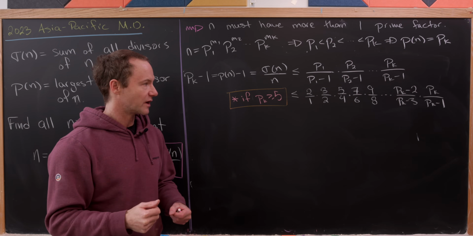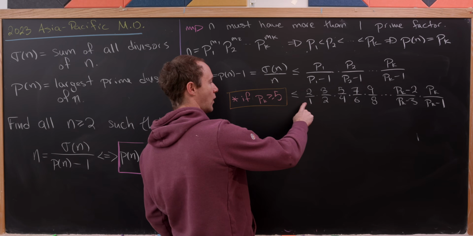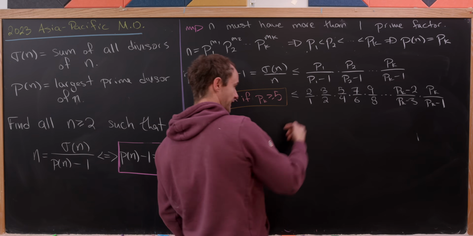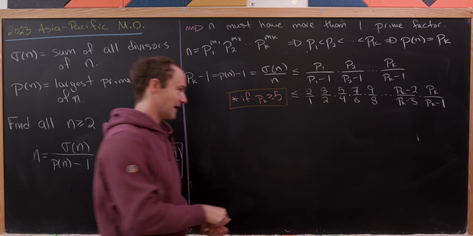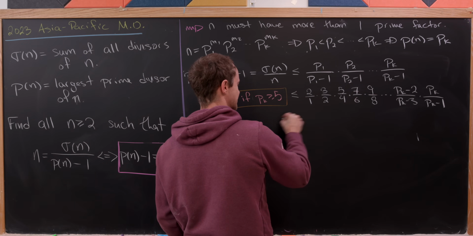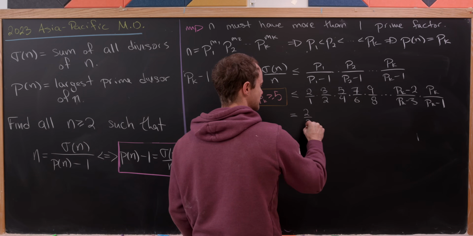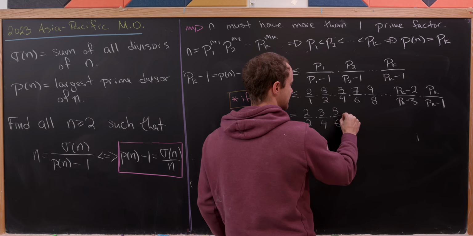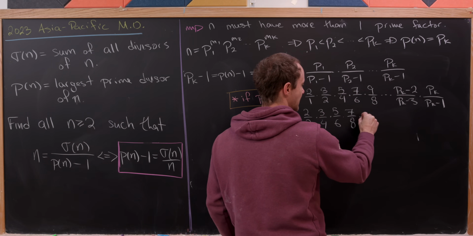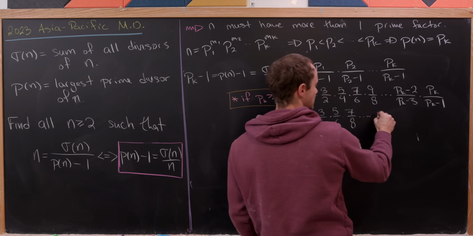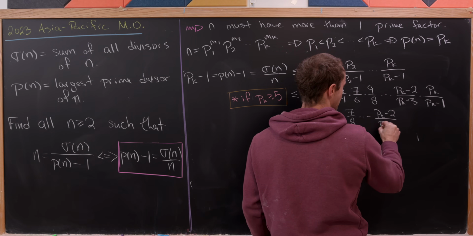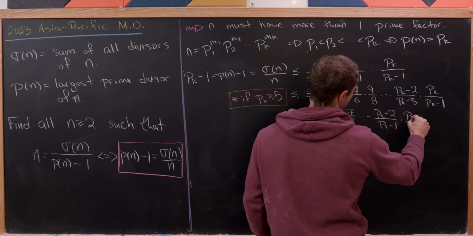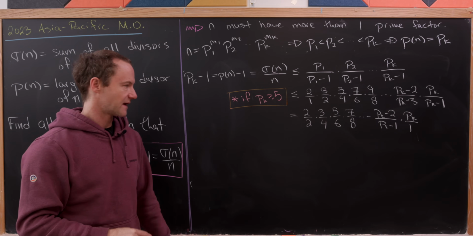Now, the next thing that I want to do is take this 1 which is in the denominator, realize that it doesn't do anything, and then move all the denominators over one step. So that's not going to change what this is equal to, but it's going to leave me with 2 over 2 times 3 over 4 times 5 over 6 times 7 over 8, all the way up to pk minus 2 over pk minus 1 times pk, maybe over 1, although I don't really need to write that.